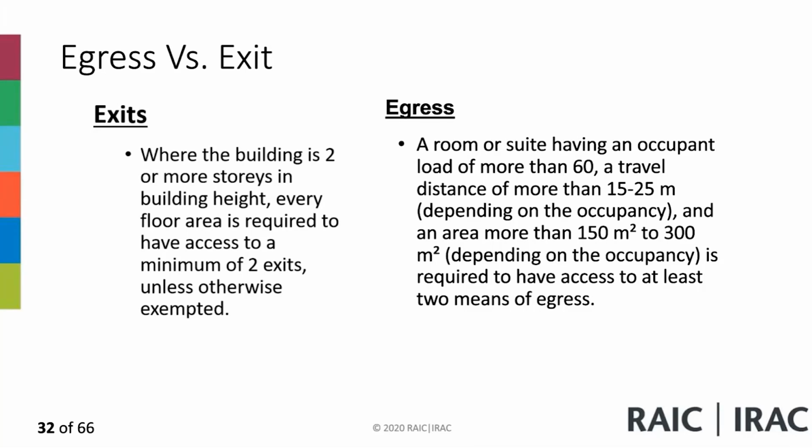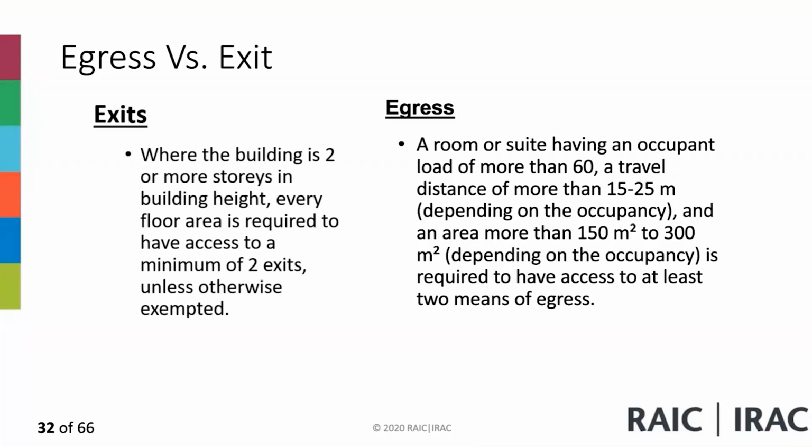So these tables are critical to be familiarized with, for egress from rooms, as well as the provisions of Article 3.3.1.5. Okay? So that's telling me how many doors I need to put from a room.